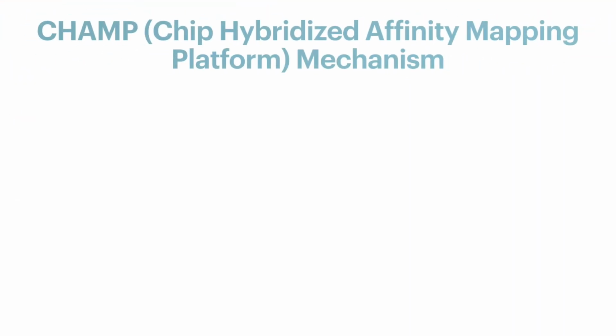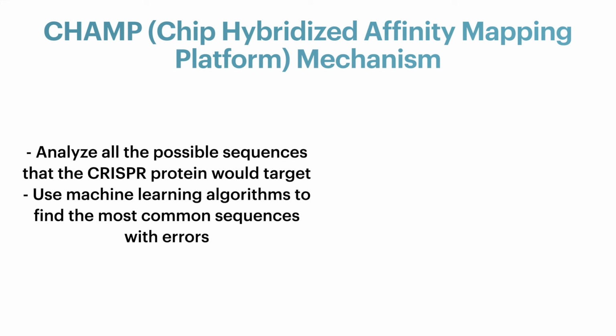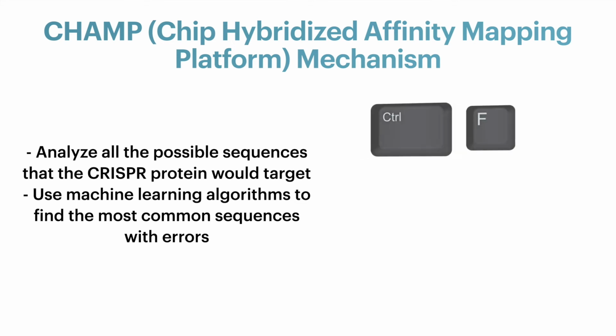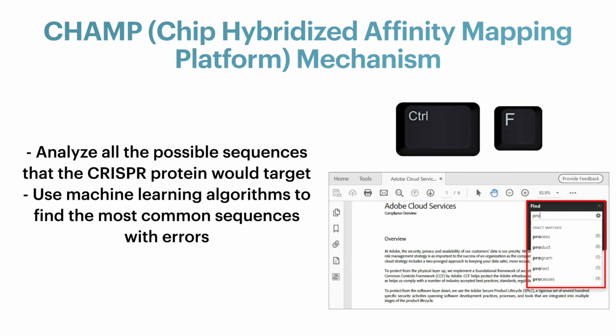In a 2019 study by Jones Jr. et al., researchers at the University of Texas at Austin are developing a sequencing chip called CHAMP, which stands for Chip Hybridized Affinity Mapping Platform, that uses machine learning to allow for more effective CRISPR gene editing. It works by analyzing all the possible sequences that the CRISPR protein would target and uses machine learning algorithms to find the most common sequences with errors, like a Control-F feature.